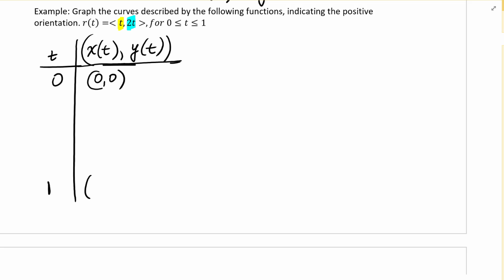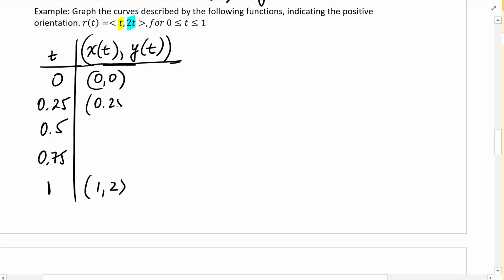So if t is 0, the coordinates are going to be 0, 0. If t is 1, we get 1, 2. Let's say we have 0.25, 0.5, and 0.75. If t is 0.25, we have the coordinates 0.25 and 0.5. If t is 0.5, we have 0.5 and 1. And 0.75, and 2 times that, 1.5. So now let's plot these points.